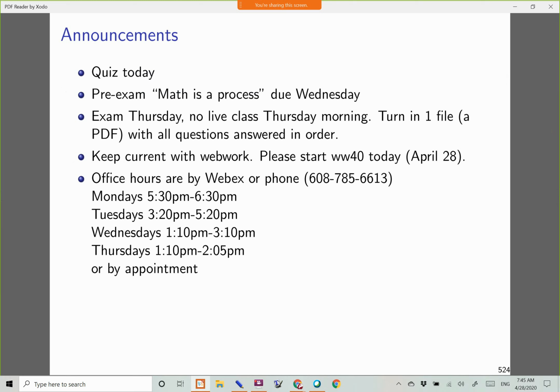Thursday there is an exam. That's the date of the exam anyway, but you can choose any 5 hour window of time on either Thursday or Friday. But in particular, there will be no meeting live on Thursday morning.